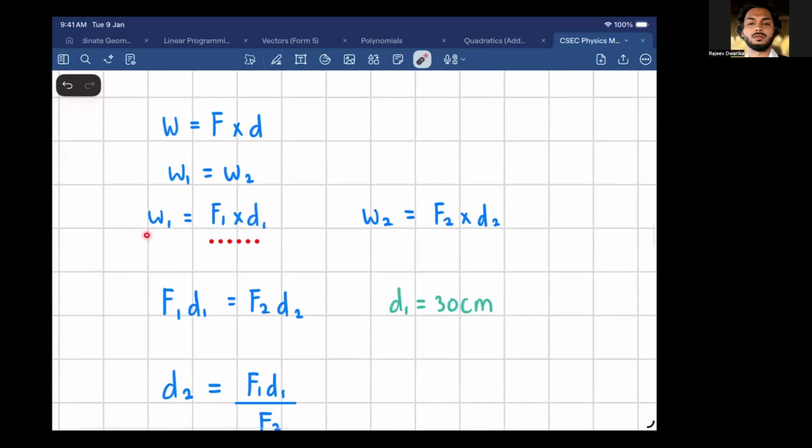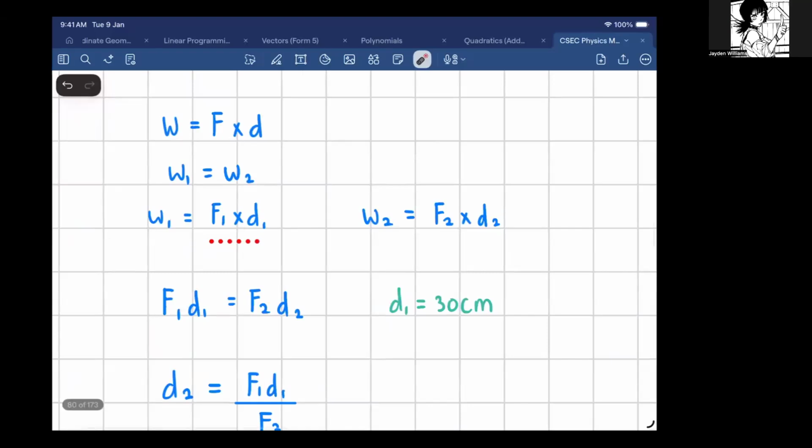So that's the trade. W1 is equal to F1 times D1, and W2 is equal to F2 times D2. So I'm saying the work at 1 is equal to the first force times the first distance, and the work at 2 is equal to the second force times the second distance. You understand what I'm saying so far? Or did I lose you?